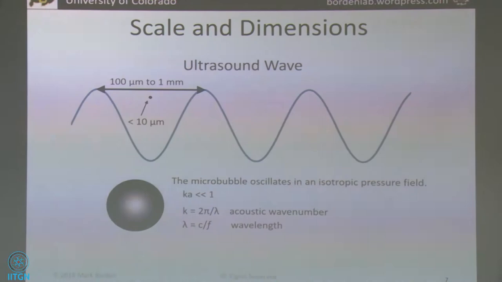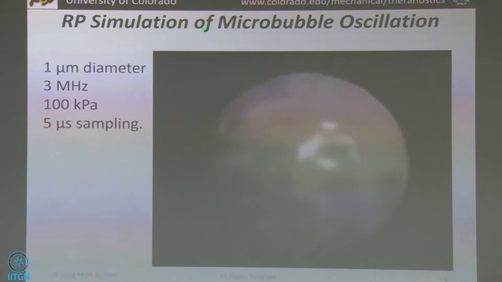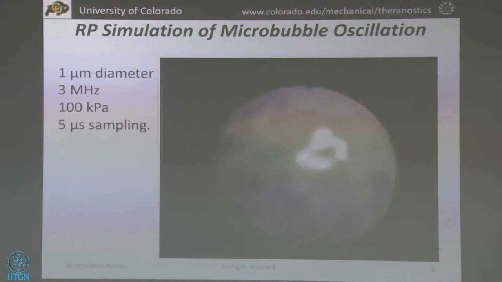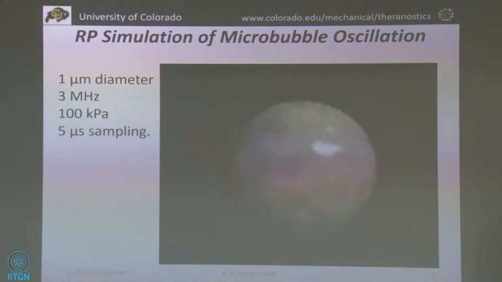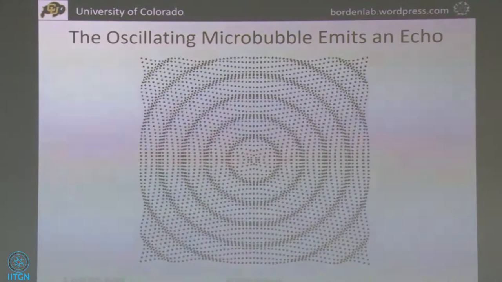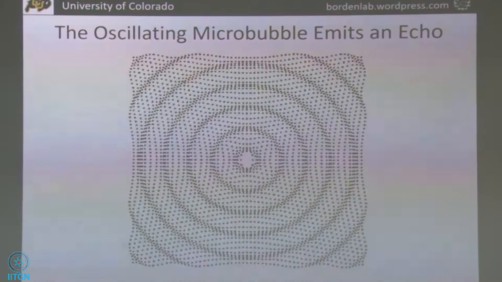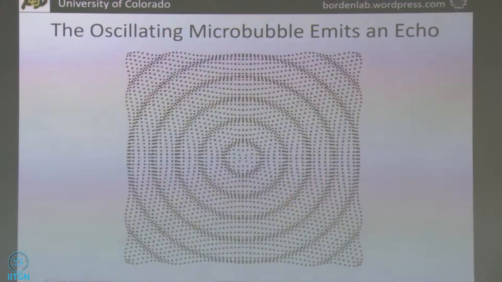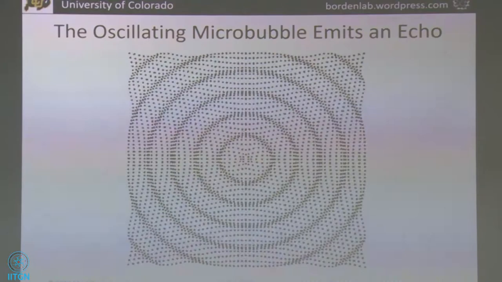Again, this is a Rayleigh-Plesset simulation of microbubble oscillations. So 1 micron diameter, 3 megahertz frequency, 100 kilopascal pressure, over 5 microseconds. But see how the bubble is expanding and contracting? It's those volumetric oscillations that provide the ultrasound contrast. Because as those oscillations are happening, they're pulling water in and pushing water out, and that's creating spherical waves that then travel back to the transducer at the speed of sound. The speed of sound in tissue is about 1,500 meters per second, so it's quite fast. And so these waves are detected by the ultrasound transducer.